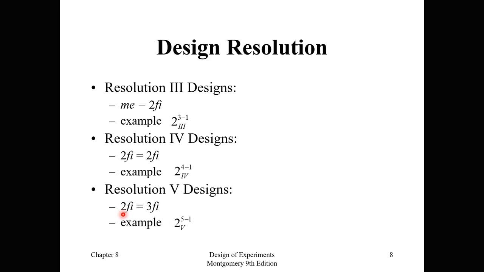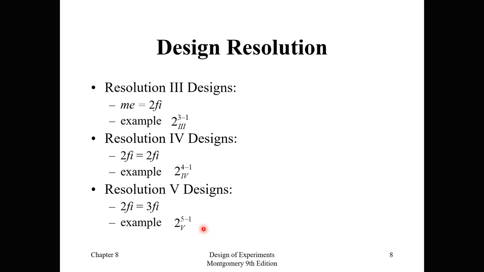Resolution 5, where we have 2 letters on the left-hand side for a 2-way interaction, 3 letters on the right-hand side for a 3-way interaction. And again, after we've looked at all possible aliases of all possible factors and all possible interactions, this is the smallest number of letters on the left-hand side and the right-hand side. That's what gives us a resolution 5.